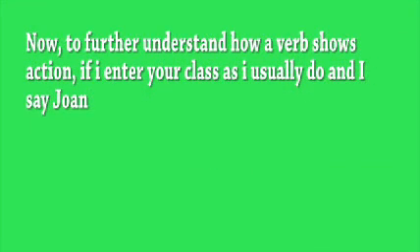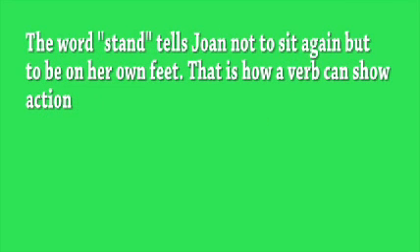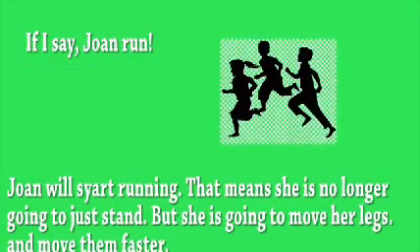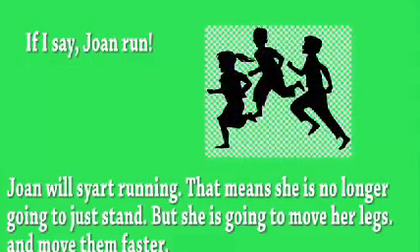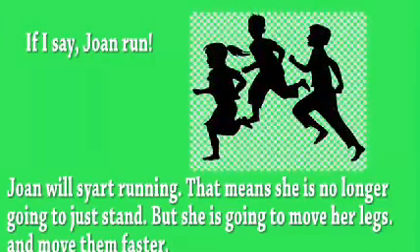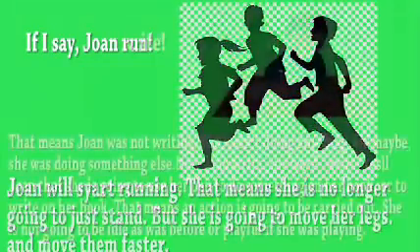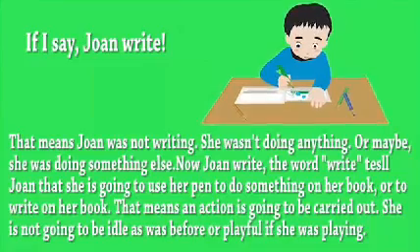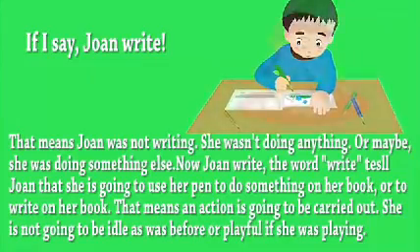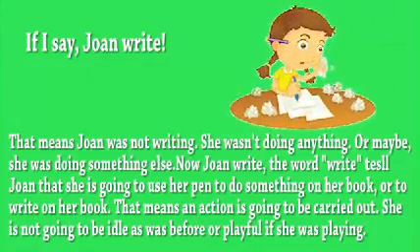Now, to further understand how a verb shows action, if I enter your class, as I usually do, and I say, Joanne, stand. The word stand tells Joanne not to sit again, but to be on her own feet. That is how a verb can show action. If I say, Joanne, run, Joanne will start running. That means she's no longer going to just stand, but she's going to move her legs and move them faster. If I say, Joanne, write, that means Joanne was not writing. She wasn't doing anything. Or maybe she was doing something else.